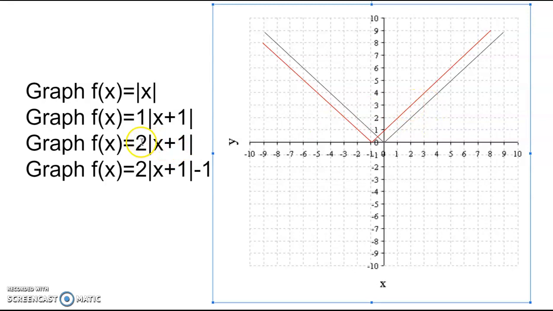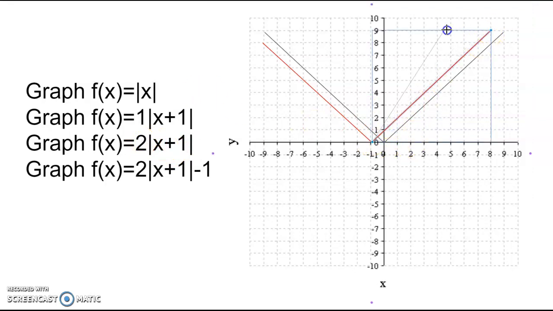So with a new slope of 2, you're going to go up 2, right 1, up 2, right 1. It's like this. Let's see, 1, 2, 1, 1, 2, 1. And right here.